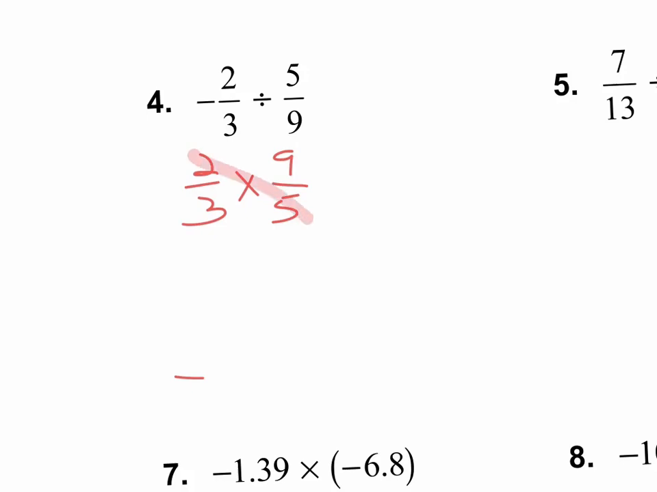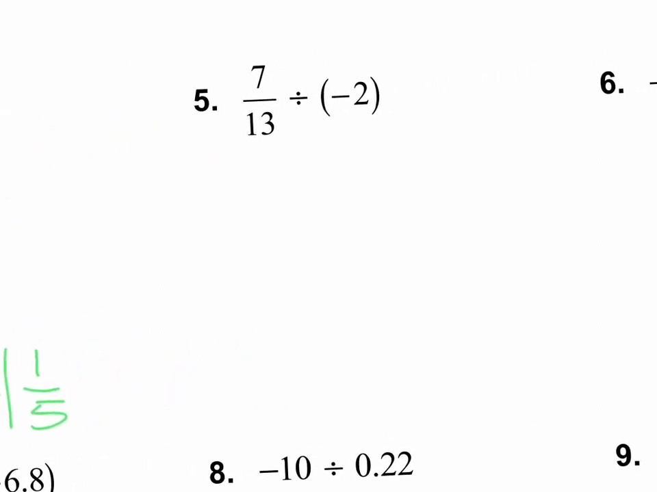Okay, then we do our cross butterflies. Look at our butterflies. 2 and 5, nothing goes into both of those. 9 and 3, oh, 3 goes into both of those. So 3 divided by 3 is 1. 9 divided by 3 is 3. 2 times 3 is 6. 1 times 5 is 5. And we can reduce this. 5 goes into 6 one time, and we're left with 1/5. So negative 1 and 1/5 would be my answer. Moving on.